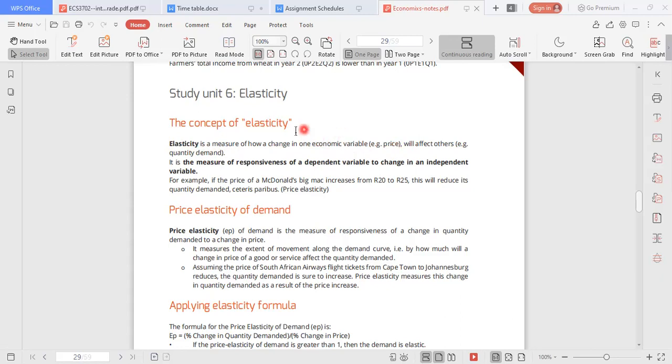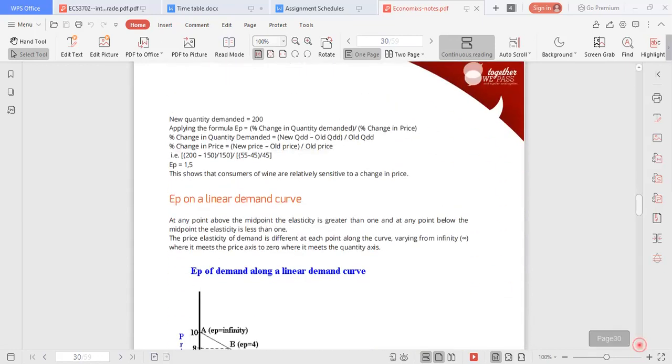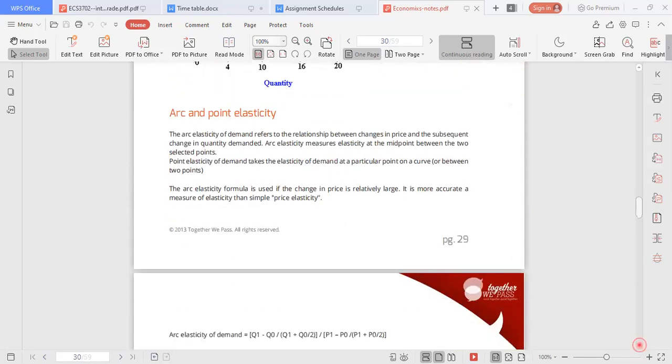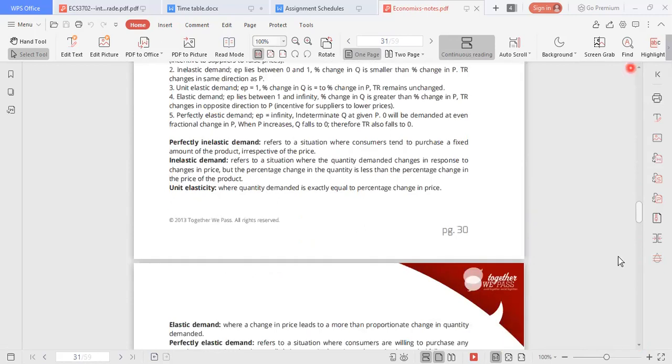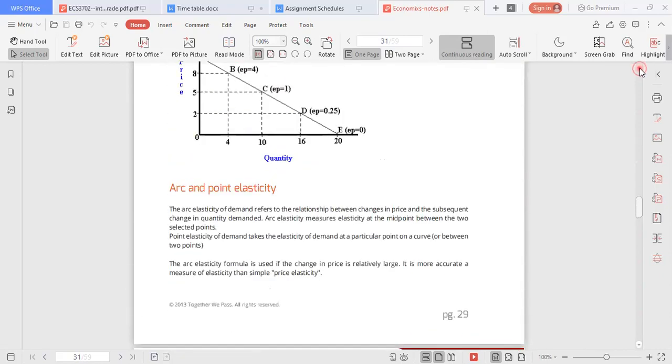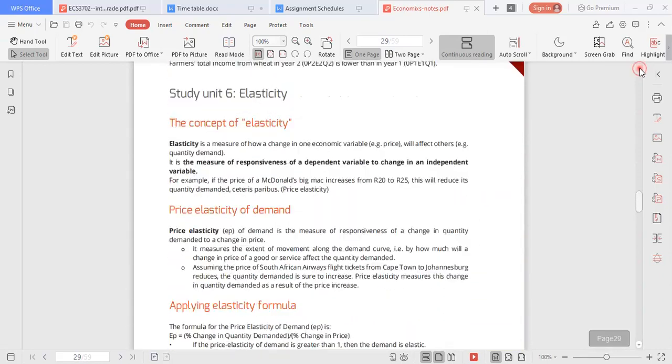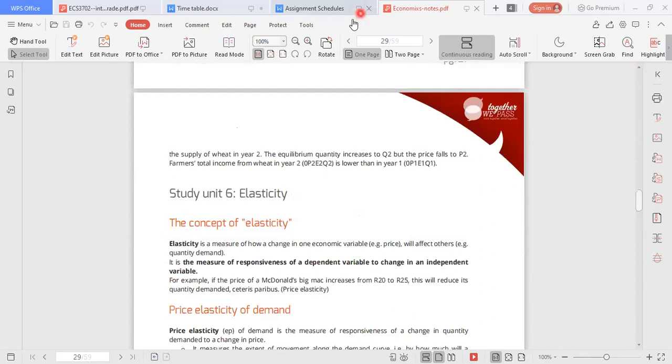Within the concept of elasticity, we have price elasticity of demand, income elasticity of demand, and cross elasticity of demand. Okay, let me write that down here.